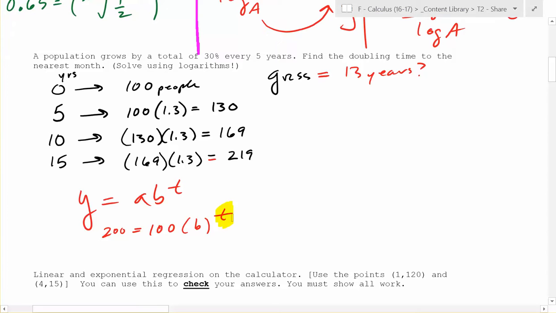It's asking for the doubling time. What's the doubling time? So in order to solve for time, we need to get rid of that b. We need to plug something in for b. How do we find the b value?